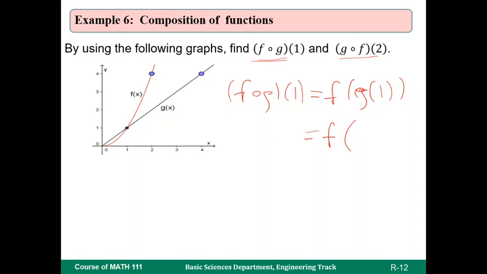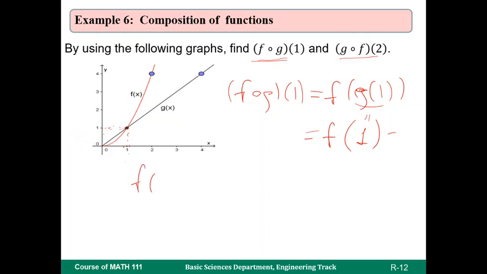So g of 1 is... Okay, if you want to find g of 1, this is x. You find the x value 1 here, and then you go to the graph of g and read the corresponding y value. So g of 1 on this graph is equal to 1.